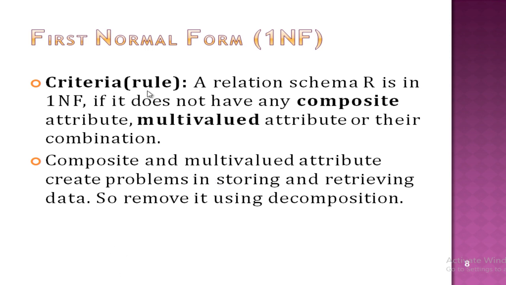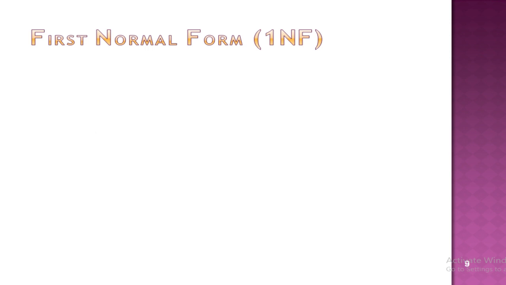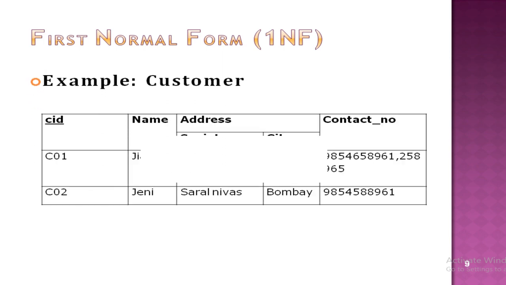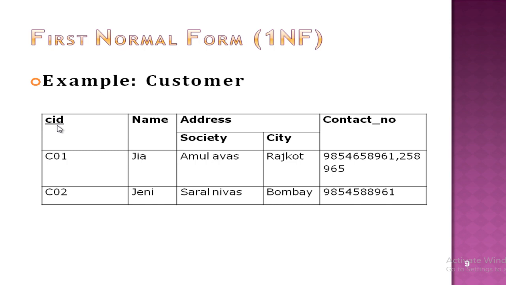So here is the criteria. First you have to write the criteria, then you have to remove such kind of combination, right? And here we have given the example. That is the customer table. See, the solution is that you can bifurcate this column into other columns: customer ID, name, society, city, contact number 1, contact number 2. That is the first approach. You can bifurcate this composite and multi-value attribute column into multiple columns, right?